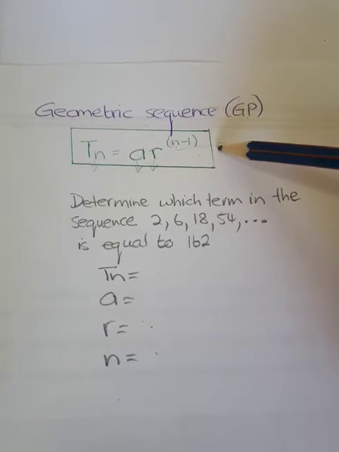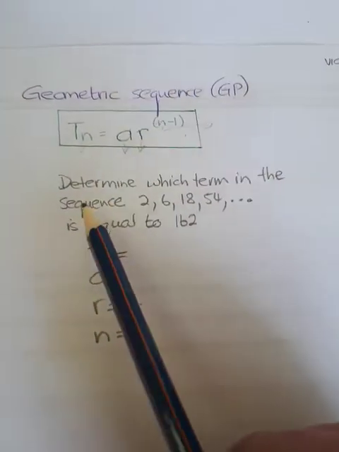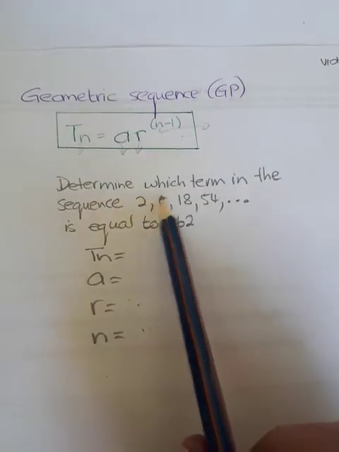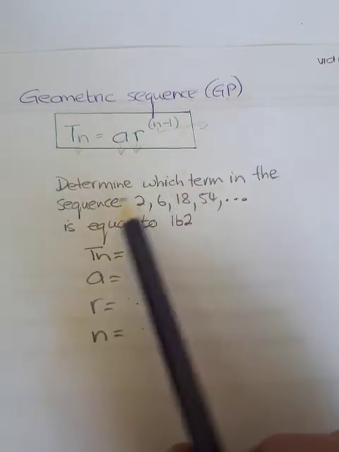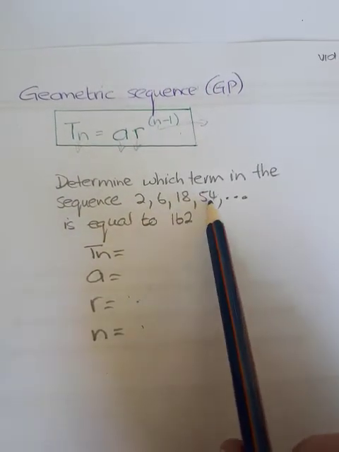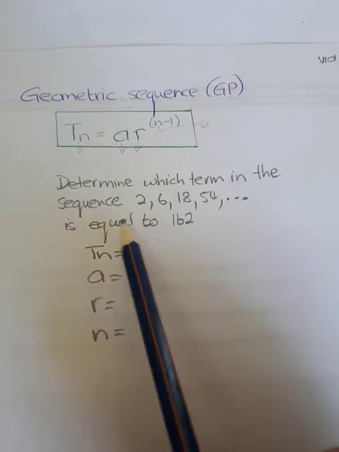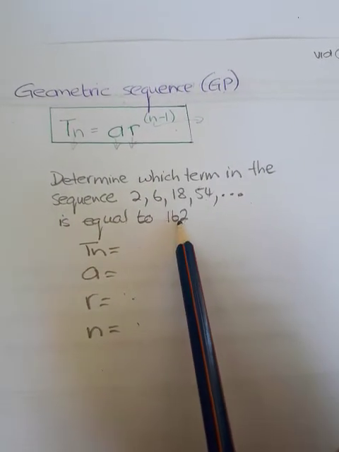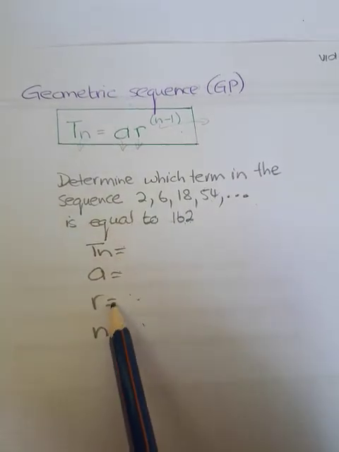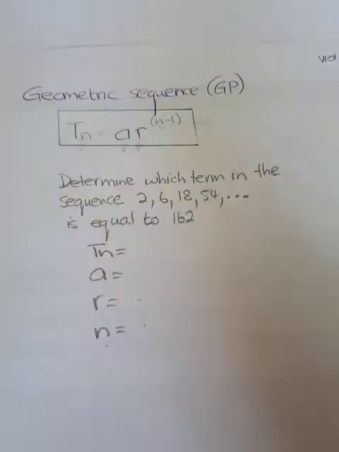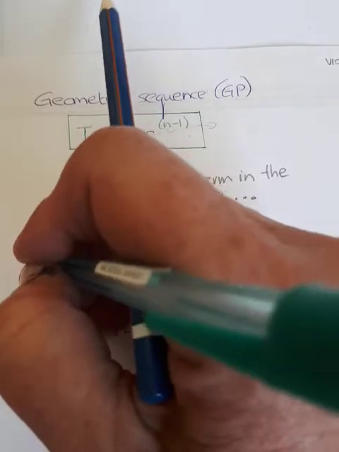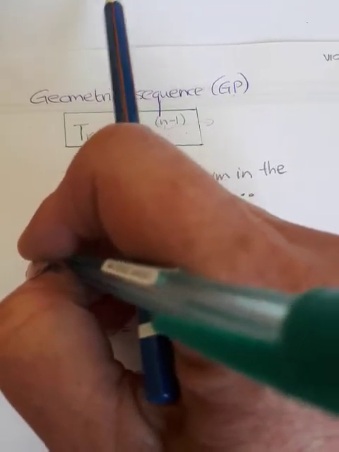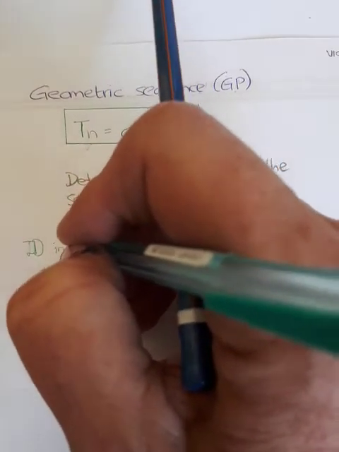Okay, this question now is: determine which term in the sequence 2, 6, 18, 54, and so forth is equal to 162. So what we do first, we are going to identify all my variables, all right? So I always say ID the given information.